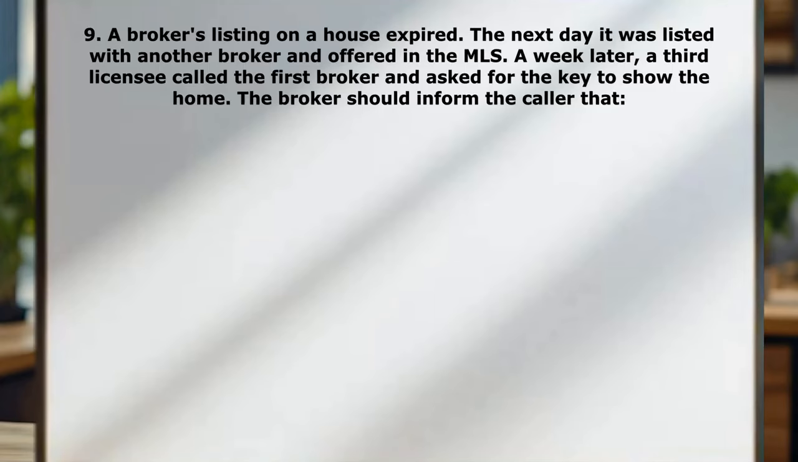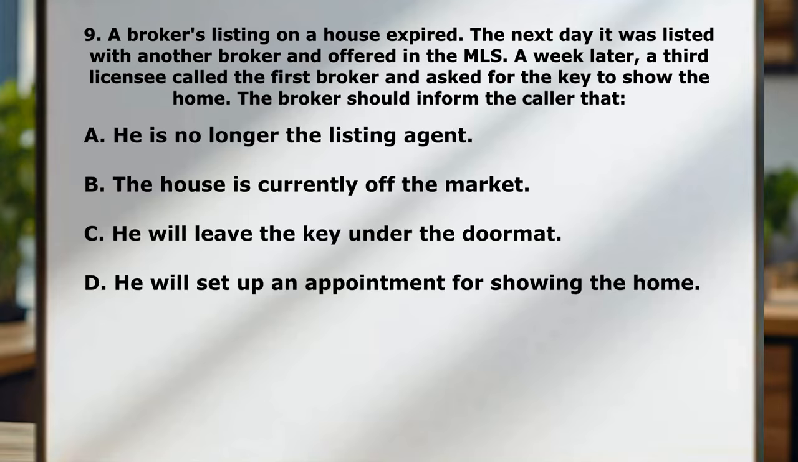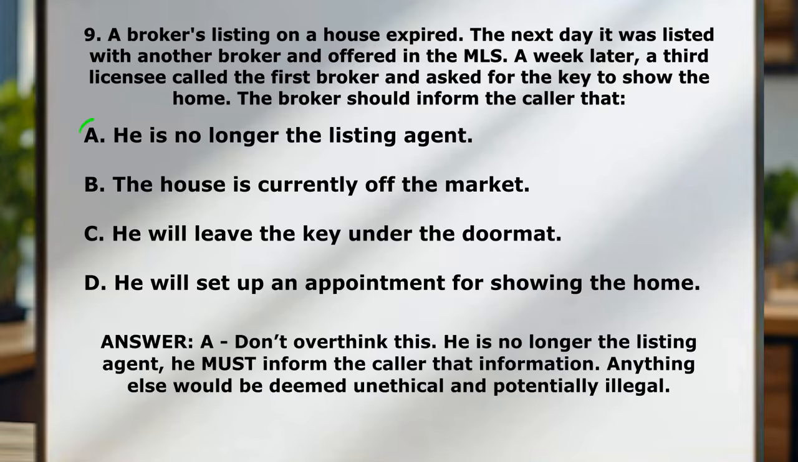All right, question number 9. A broker's listing on a house expired. The next day, it was listed with another broker and offered in the MLS. A week later, a third licensee called the first broker and asked for the key to show the home. The broker should inform the caller that A, he is no longer the listing agent. B, the house is currently off the market. C, he will leave the key under the doormat. D, he will set up an appointment for showing the home.